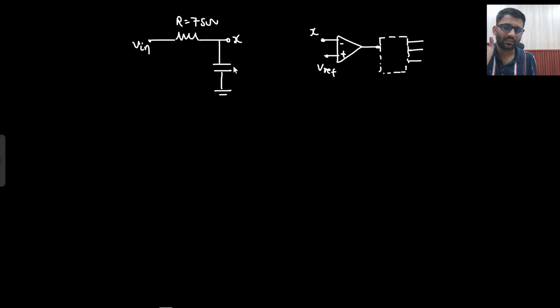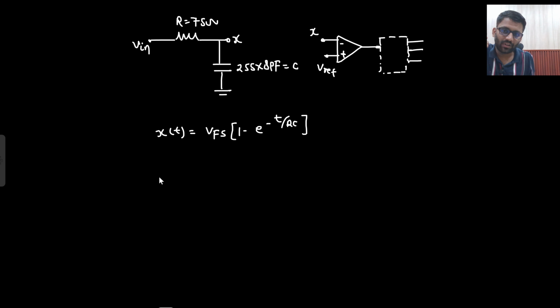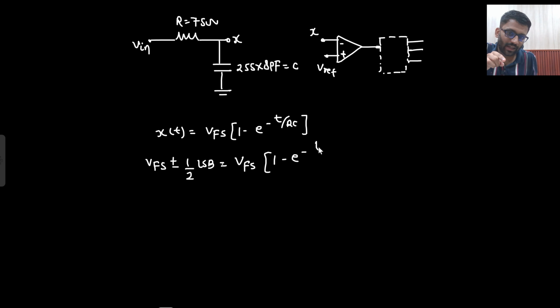So this node X, this capacitance is 255 into 8 picofarad. Now this node X will charge. How will this node X charge? In this manner: V full scale (1 minus e to the power minus t by RC). And what do we need to find? Ideally it should reach V full scale, but we can have an error of plus minus half LSB. The time when we reach it is T1. And here T1 will become your conversion time.